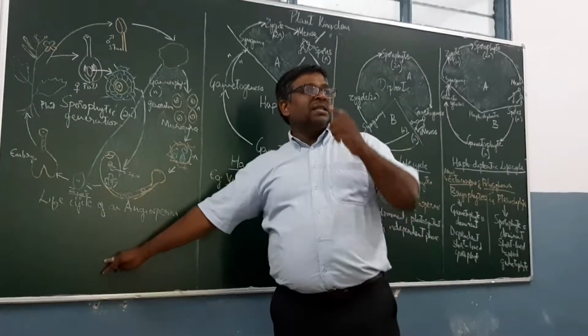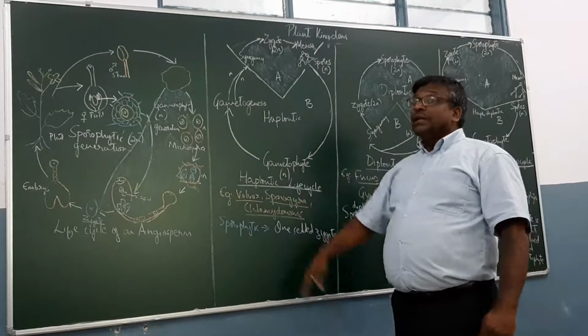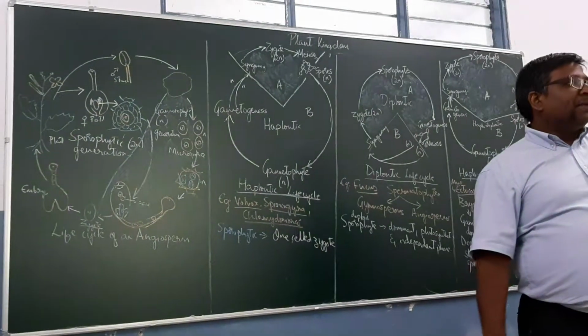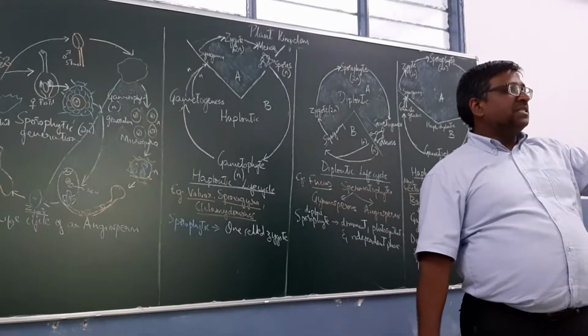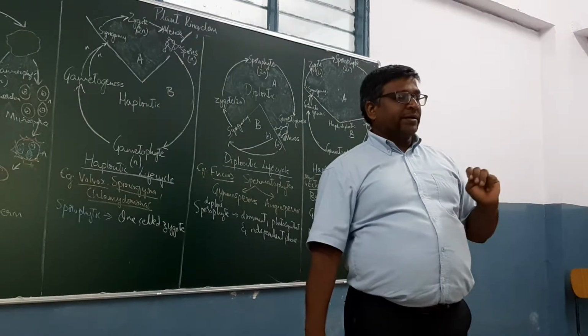That you have to remember. They might ask you to draw a diagram also. So that's the reason I have told you now. Life cycles in the entire plant kingdom have variation. The pattern of life cycle is of three types: haplontic, diplontic, haplo-diplontic.